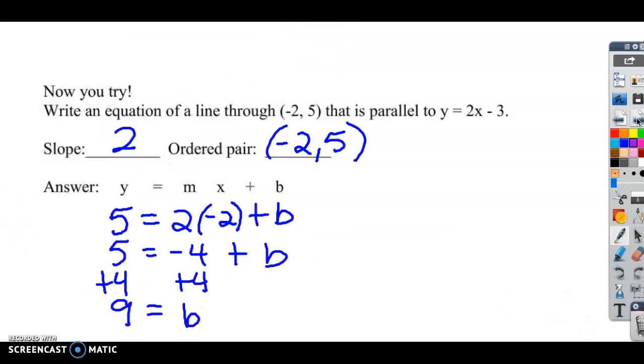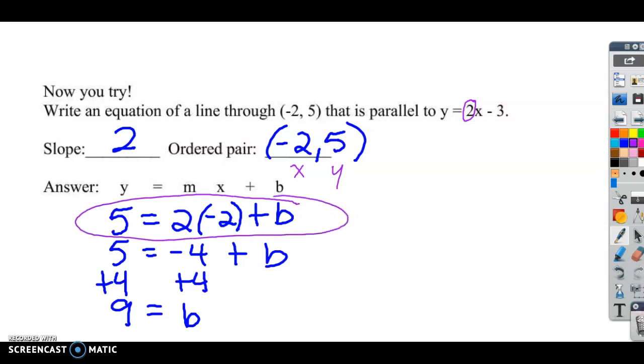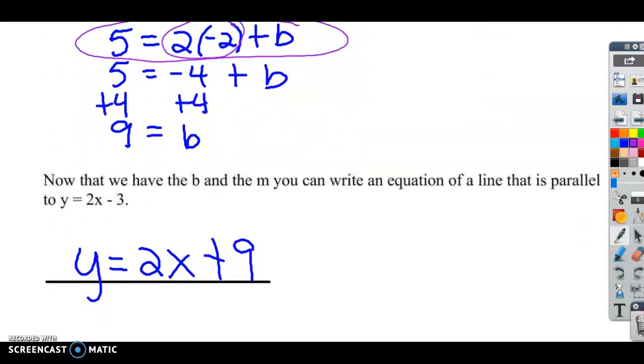Okay. So here we go. You're writing the equation of a line through -2, 5 that is parallel to y equals 2x minus 3. So your slope is 2. So you go ahead and plug in 2 for m, -2 for x, and 5 you plug in for y. We don't know what b is. We're solving. So we multiply our 2 times our -2, and we get -4. We add 4 to both sides, and we get b is 9. So our new equation should have the same slope, but our new y-intercept.